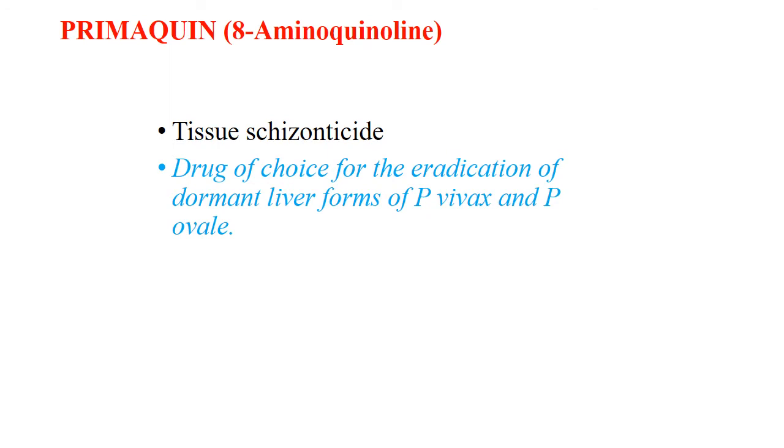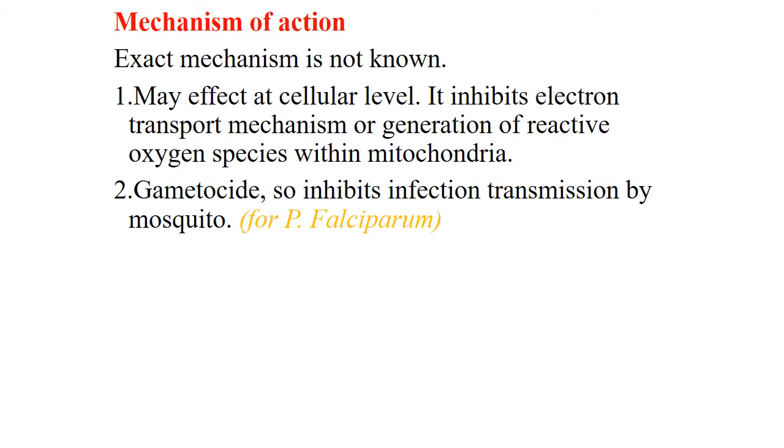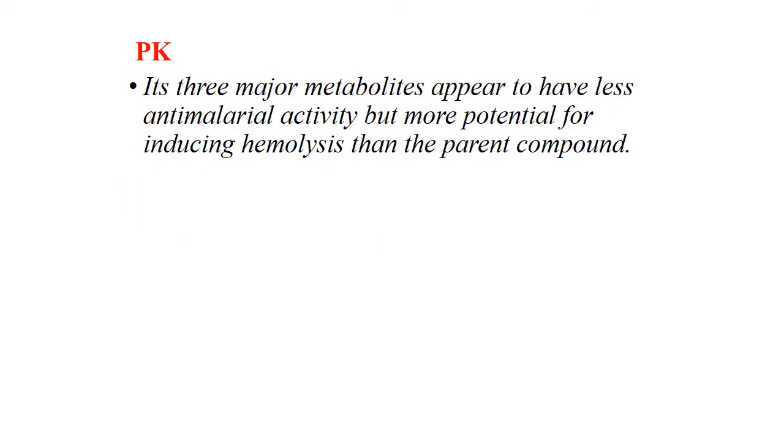Next drug is primaquine, an 8-aminoquinoline. As chloroquine is a blood schizonticide, primaquine is a tissue schizonticide. It is the drug of choice for the eradication of dormant liver forms of Plasmodium vivax and Plasmodium ovale. The exact mechanism of primaquine is not known. At a cellular level, it may inhibit the electron transport mechanism, or it may generate reactive oxygen species within the mitochondria. It also acts as a gametocide, so it inhibits infection transmission by mosquito, especially for Plasmodium falciparum.